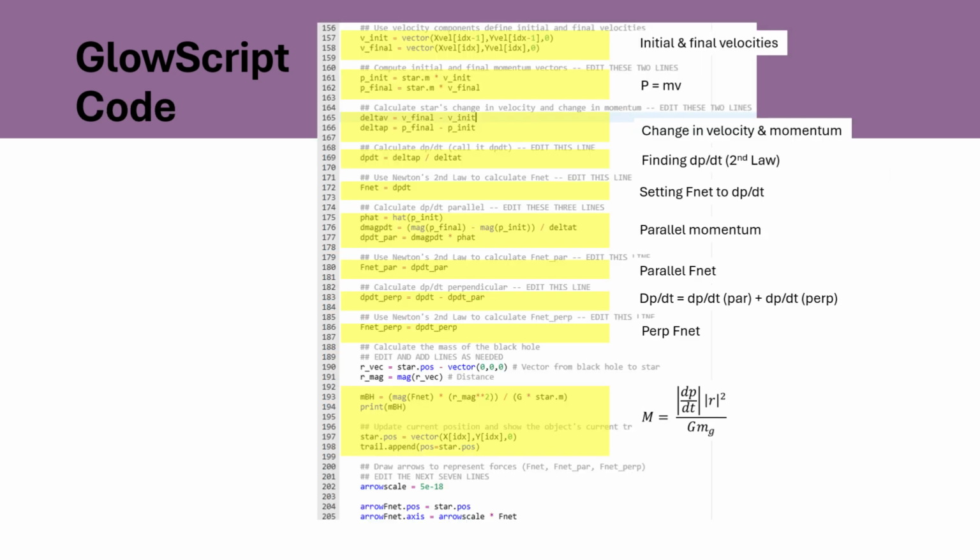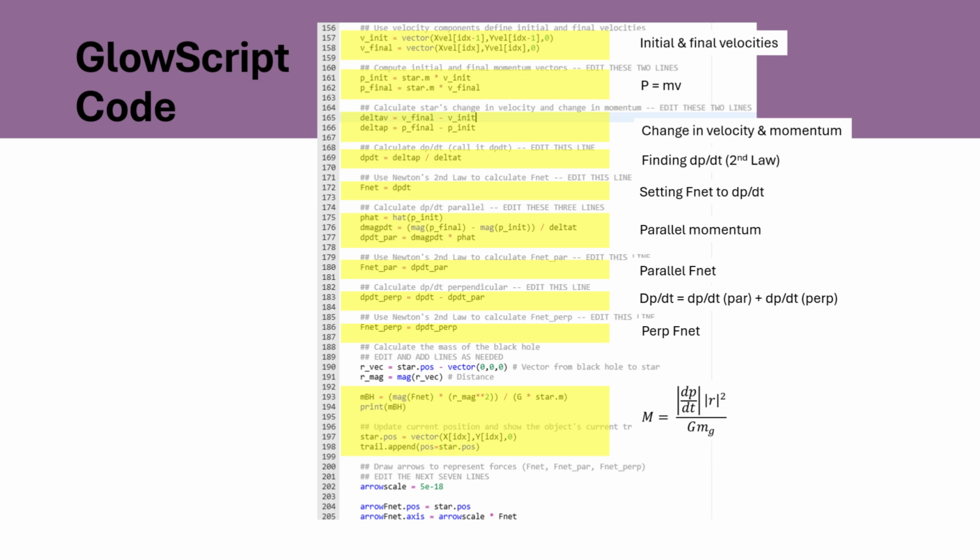For this section, the code calculates the initial and final momentum vectors using P equals mv to determine delta P over delta T. Since F net is dP over dt, we equate them directly. To find the parallel rate of change, we compute the change in the magnitude of momentum over time multiplied by the unit vector p hat. Subtracting this parallel part from the total dP over dt gives us the perpendicular component.